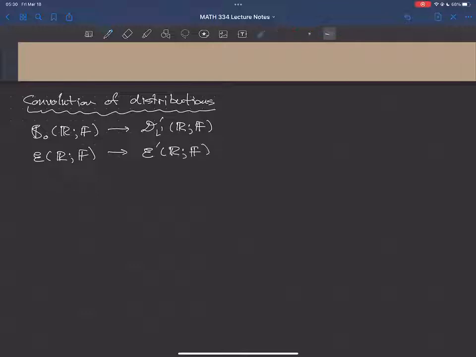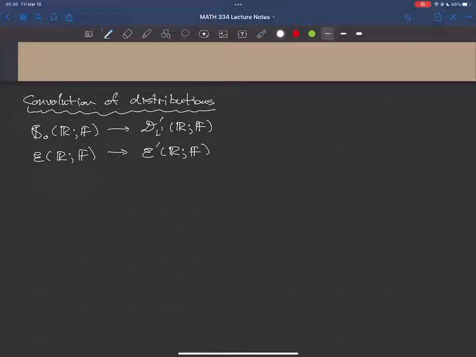So there's a little bit of an asymmetry that happens in this case, right? In the two cases we've seen so far, D and E, the duals are E prime and D prime, but it's a little different here. And that mirrors something that happens for spaces of regular functions, not just distributions, where L1 is the dual of C00.